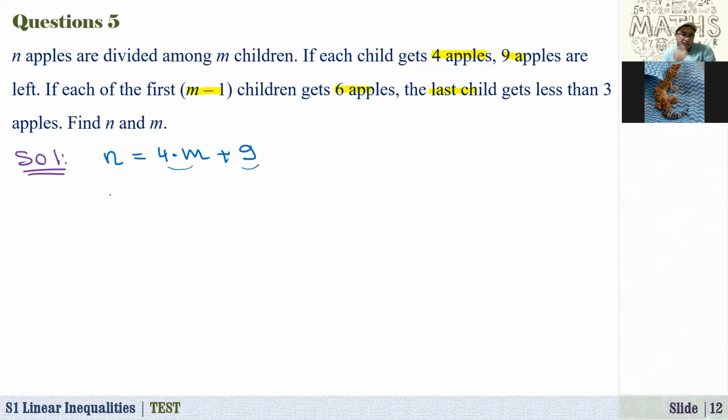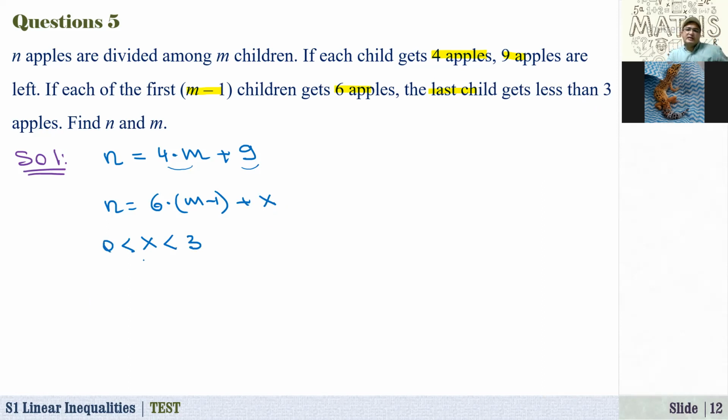In the second part of the question, it says that if each of the first M minus 1 children gets 6 apples, since we are talking about those apples given, if the same number of apples are shared by M minus 1 children, each one gets 6. And the last child gets less than 3. He gets X. Since it says less than 3, the condition is that X is less than 3 and greater than 0.